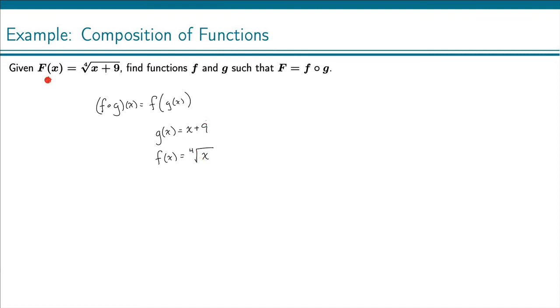And of course, our capital F we're viewing as f of g of x, meaning the input for this little f here is the g of x, which is the x plus 9. So there are two functions that we can write this capital F as the composition of.